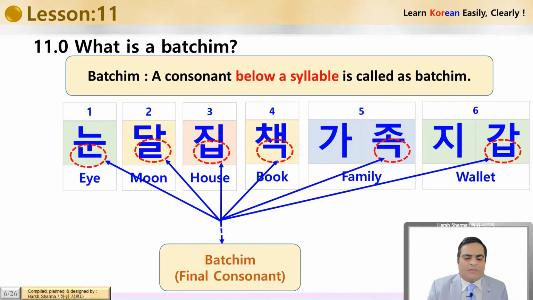Try to find out what the Batchim is in these words. Yes, you can see the red circle: the consonant written on the lower side at the final position of a syllable, that is Batchim. So I hope it is now clear to all of you what Batchim is. Let's move to the next.